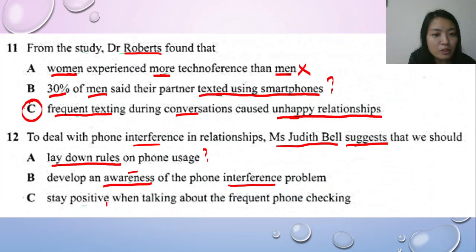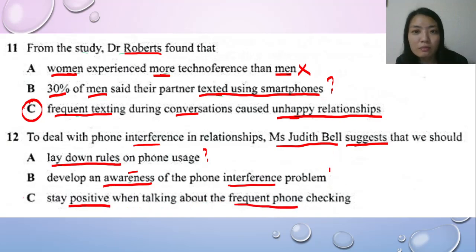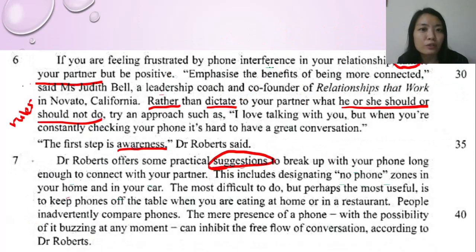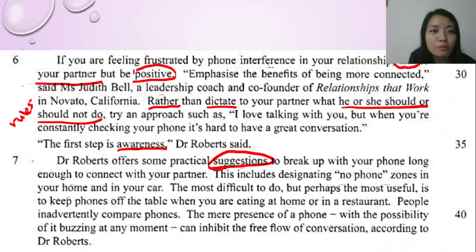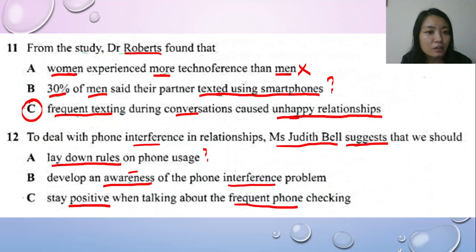And then the last one, stay positive when talking about frequent phone checking. We have the word here, positive, when talking about frequent phone checking. Did she suggest that? Something about being positive when you check the phone often. You see over here, it says talk to your partner, but be positive. You have the word positive here. So probably this is maybe the answer. Let's go back. Probably lah. Because you see here, lay down rules. Earlier she said, rather than laying down the rules. So it's not. Develop an awareness, this was by Dr. Roberts.